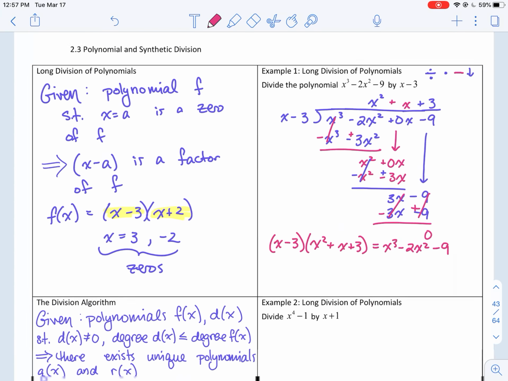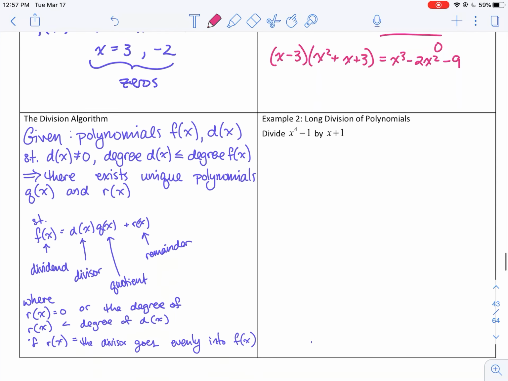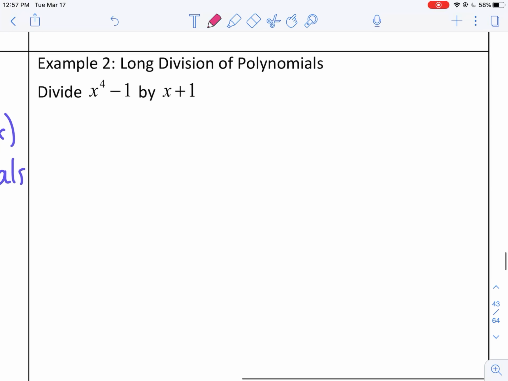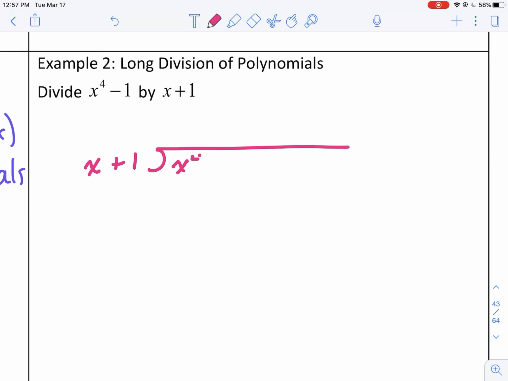Let's go ahead and look at another example. If you need to pause and rewind or rewatch, please feel free to do so. All right, so now let's look at example 2. We're going to need a lot of placeholders when we do this one. So I have x plus 1 goes into x to the 4th plus 0x cubed, you need a placeholder, plus 0x squared, another placeholder, plus 0x, and then minus 1.